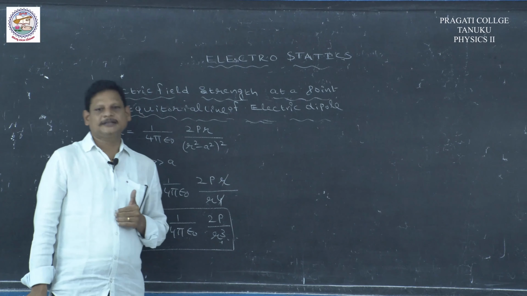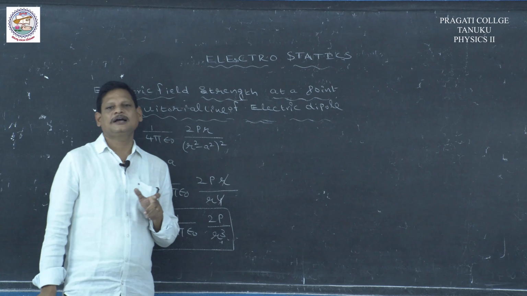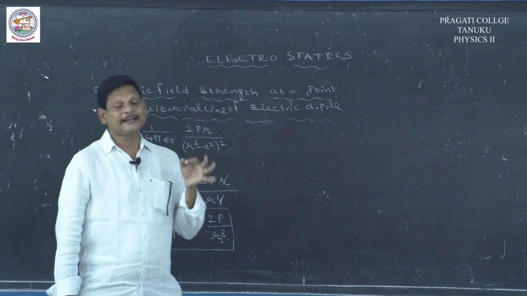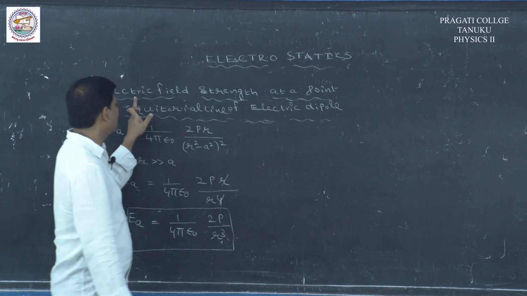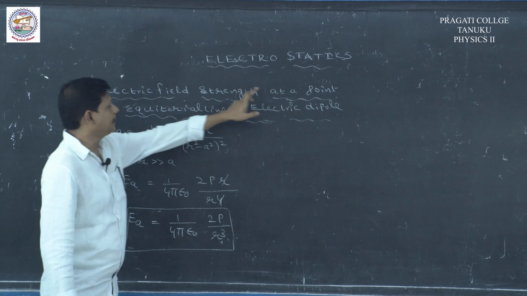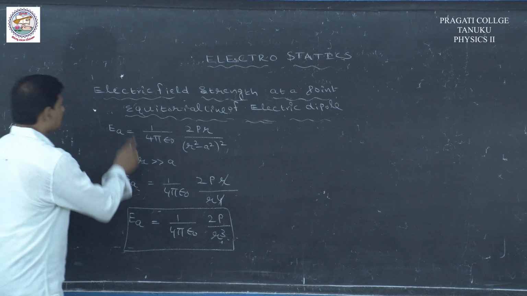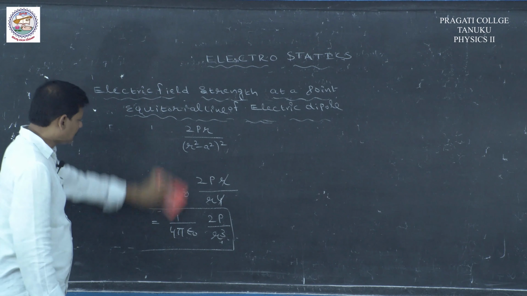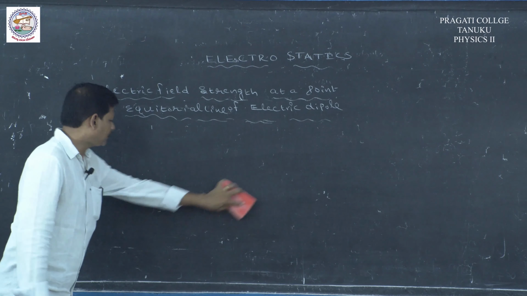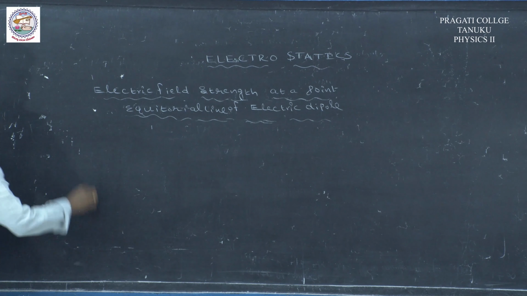In this section, we are going to derive an equation for the electric field strength at a point on the equatorial line of an electric dipole. What is meant by the equatorial line?